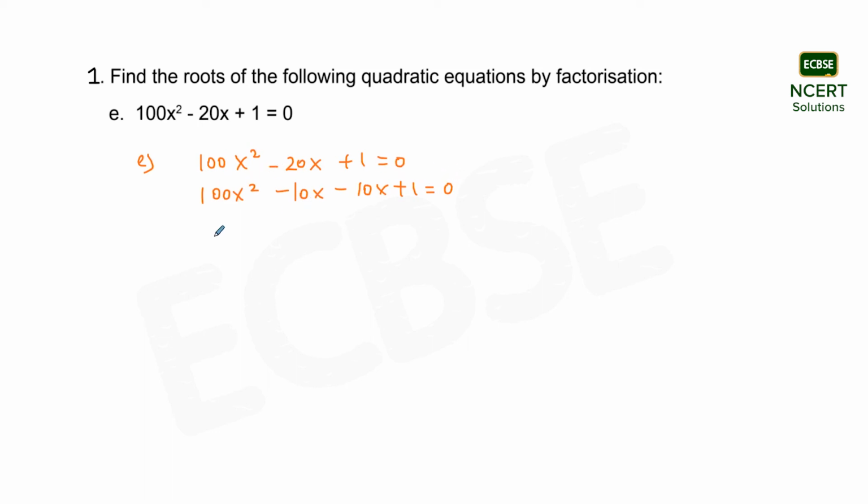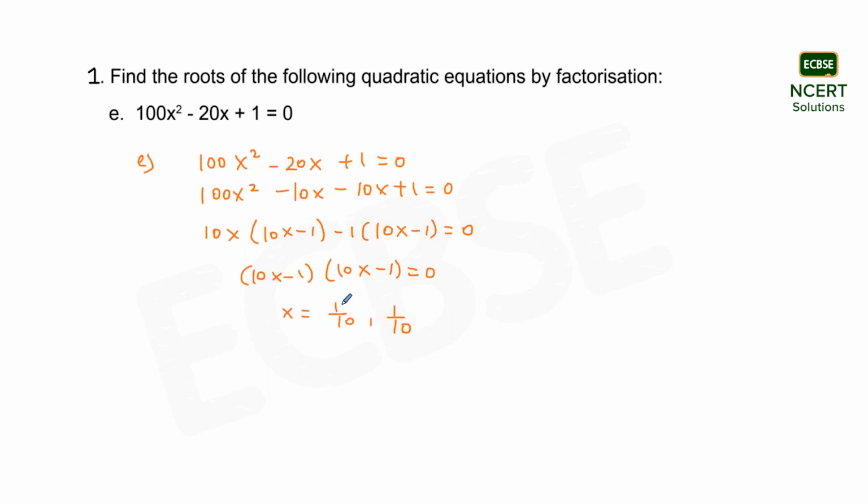So on observing the first and the second term, I can take 10x common. So I'll be left with 10x minus 1. In the third and the fourth term, I'll be taking minus 1 common. So in the bracket, I'll be left with 10x minus 1. So I can write this also as (10x minus 1)(10x minus 1) is equal to 0. Now equating each term equal to 0, I'll be getting two values of x. Those are 1 by 10 and another one will also be 1 by 10.